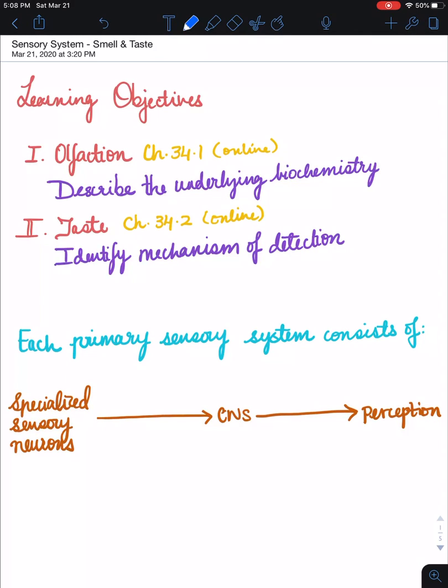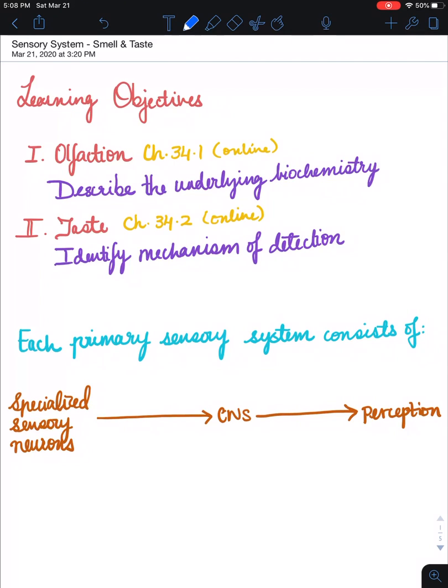So the learning objective for this section is, for olfaction, you need to be able to describe the underlying biochemistry. So you need to be able to describe in detail the biochemical steps that take place. And this can be found in chapter 34.1 in the online textbook.